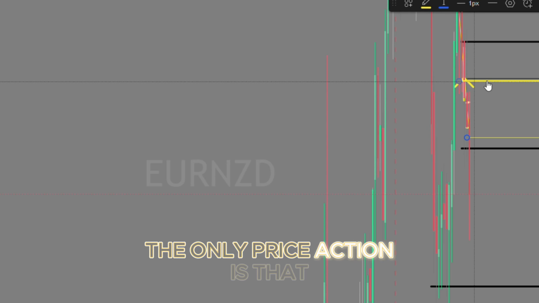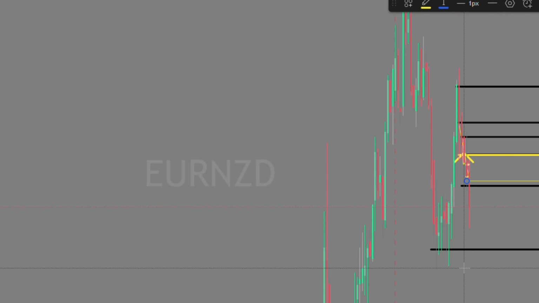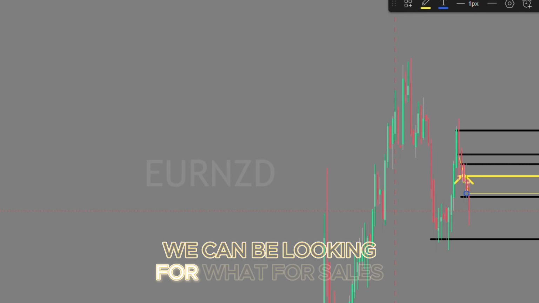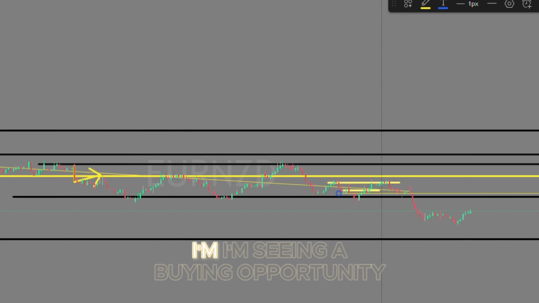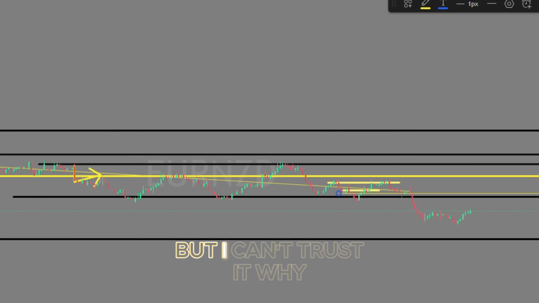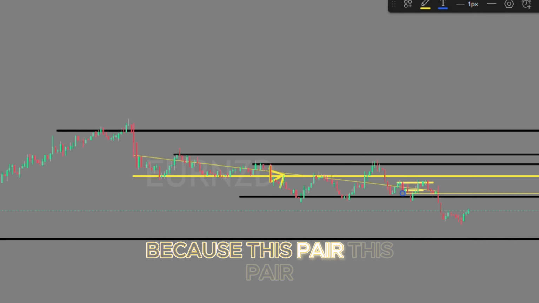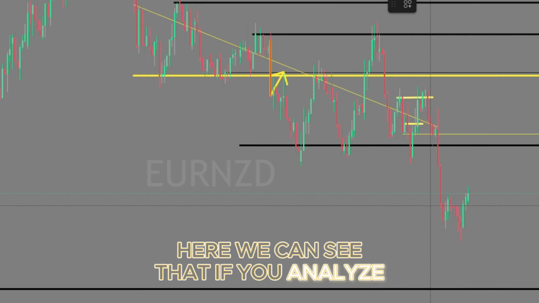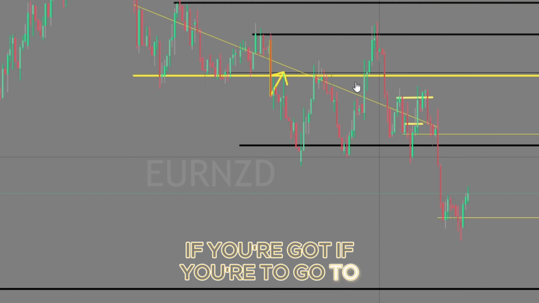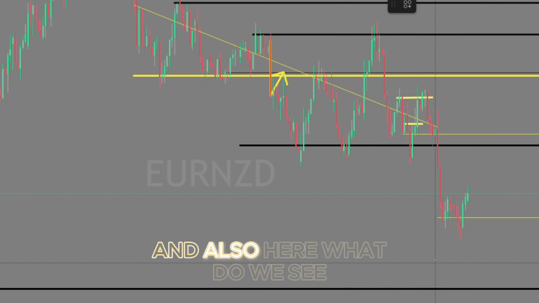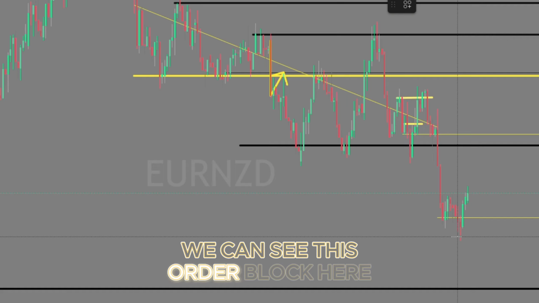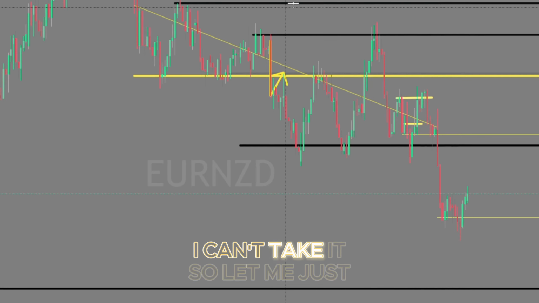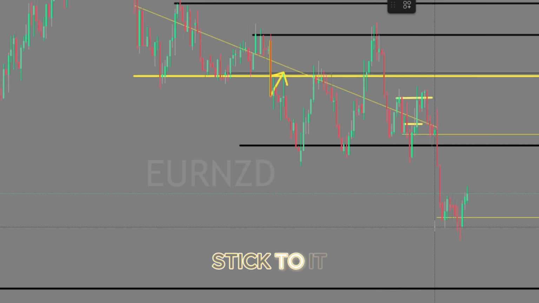The only thing we can be looking for is sales. I'm seeing a buying opportunity, but I can't trust it. Why? Because this pair, I don't know what's wrong with it. If you are to use the strategy, and also here, what do we see? We can see this order block here, but it's not a good order block. I can't take it.